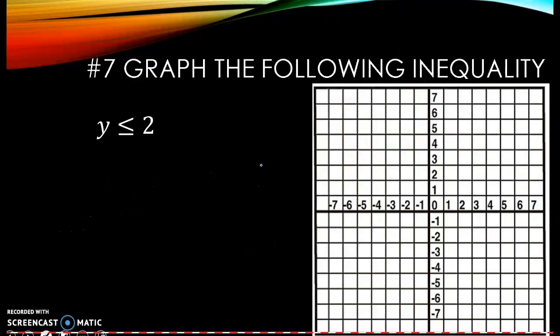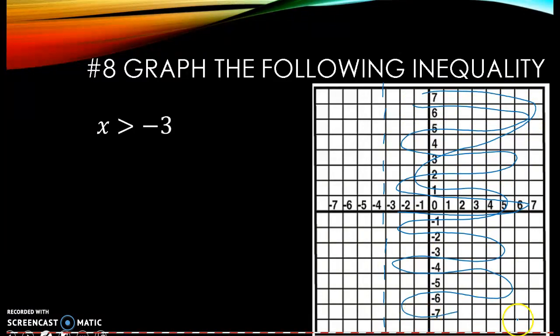Y is less than 2. Well, here's where Y is equal to 2. Okay, so all of those points will work, but it could be less than or equal to 2, which means all of these points here would work because those are all the Y values that are less than 2. If I have another equation that looks something like this, X is greater than negative 3. Well, here's where X is equal to negative 3. Nothing on this line is going to work because it's just greater. But the X values that are greater than negative 3 are right over here. And so it could be all of these points here, or it could be all of these points down here that would satisfy this equation and make it true.